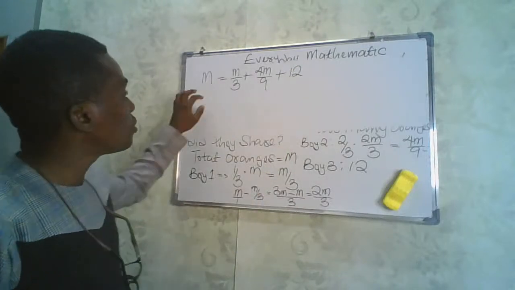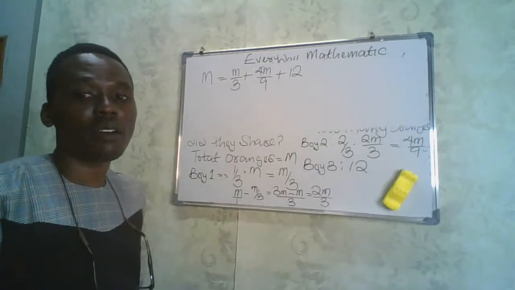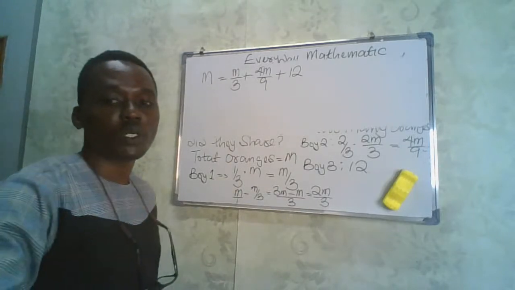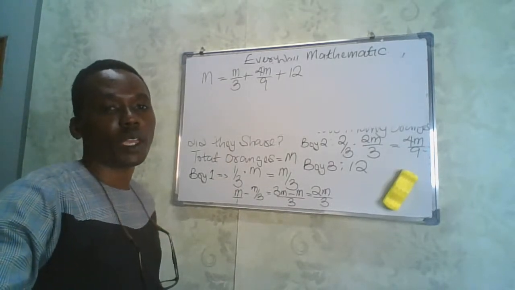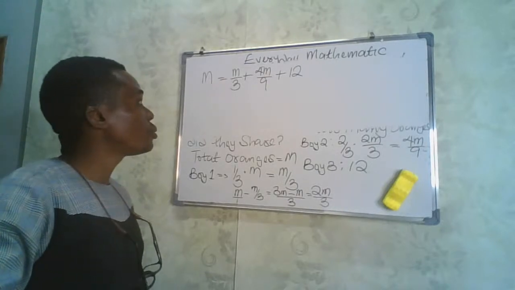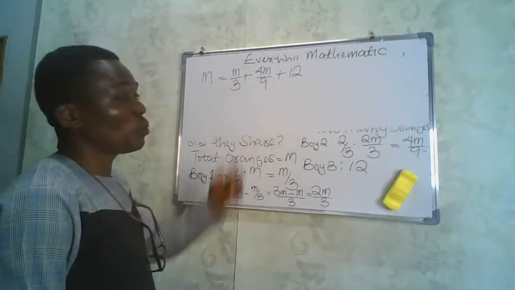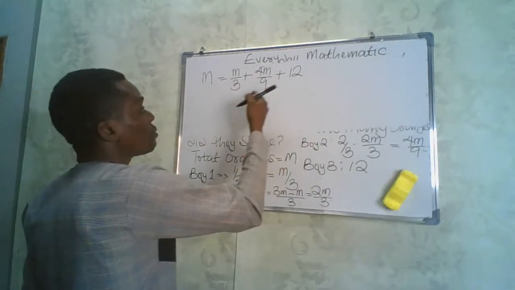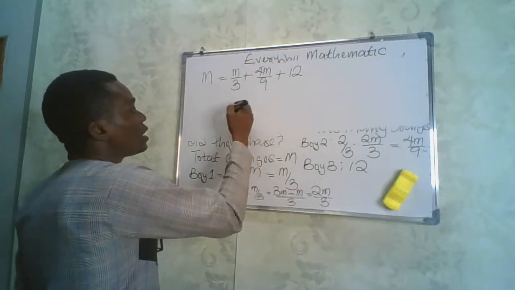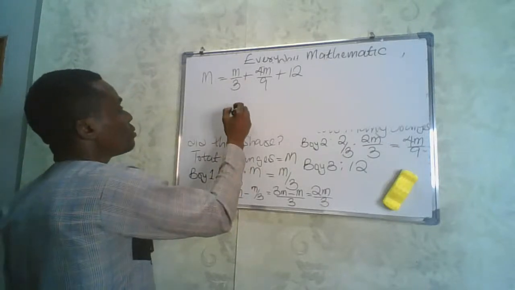12. So if we add all these things and simplify, we are going to have the value of m. Once you are able to find the value of m, you're good to go. So how do we simplify this? Let's do a straight simplification.